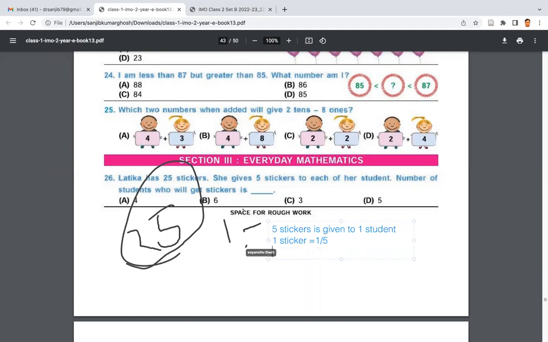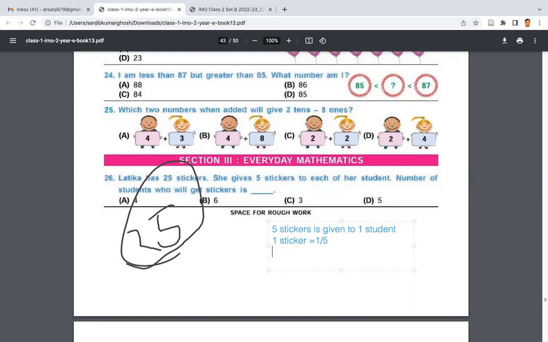1 divided by 5 is also a correct question, and 5 divided by 1 is also. No, beta. The two things are not the same thing. 1 divided by 5 is different from 5 divided by 1. If you divide 5 and 1, the answer will be 5. But if you divide 1 and 5, the answer will come in point or fraction.